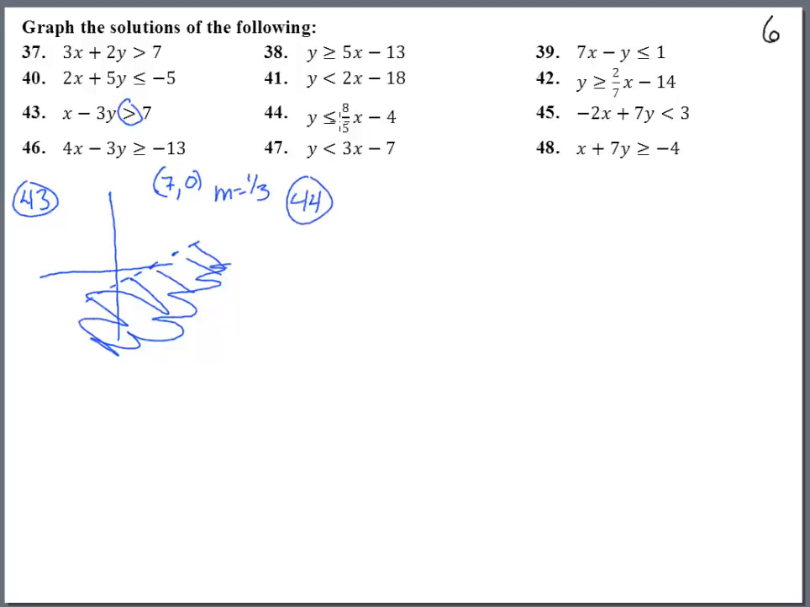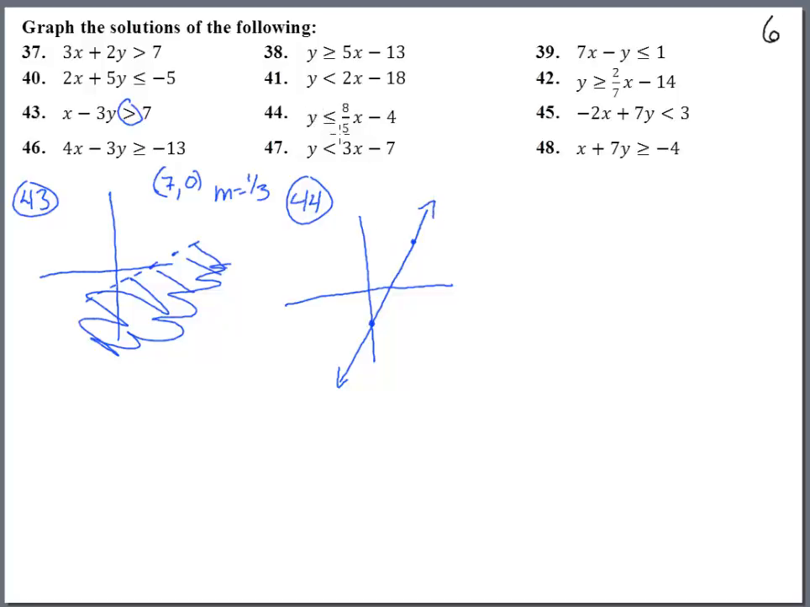Number 44. y is less than or equal to 8/5 x minus 4. Negative 4. Slope is 8/5, up 8 over 5. And that will give us a solid line because y is going to be equal to this.